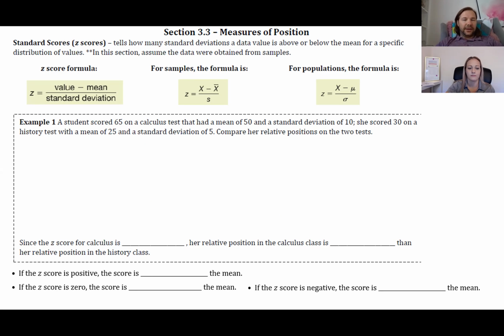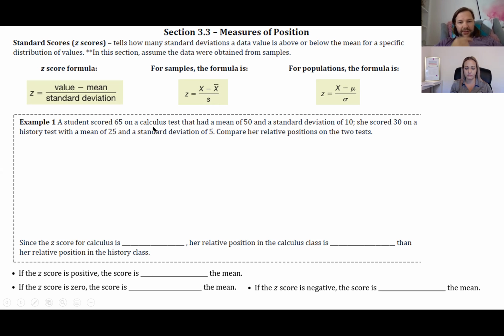So if you got a 98% in your test, how much better did you do than everyone else? Or, how much worse did you do than everyone else, vice versa. Okay, so to calculate a z-score is pretty straightforward. You take the value that you want to analyze, you subtract the mean, and then you divide by the standard deviation. And of course, for samples, it's x minus x bar over s, and for populations, it's x minus mu over sigma. So here's an interesting example.